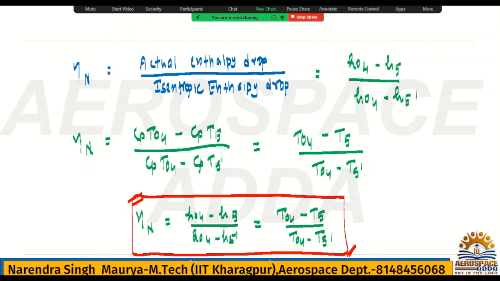So these are the factors on which the nozzle efficiency depends. One is the length of the jet pipe. Two is frictional losses. Three is the amount of swirl in the gases leaving the turbine. Because of these three reasons, that efficiency will have a lower value. If these losses are not there, then the efficiency of the nozzle will be very high.